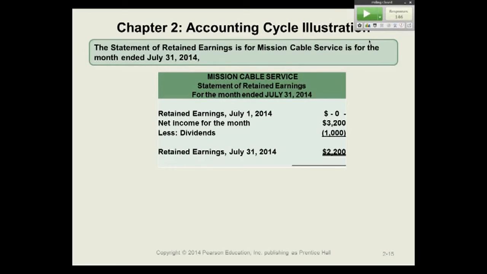That would now be retained earnings, and that would be 6,200 as of August 31st, 2014. And that would be your September 1st balance now, as it goes to the next month. Okay, so they just keep building month after month. Okay, so good question. All right, any other questions?